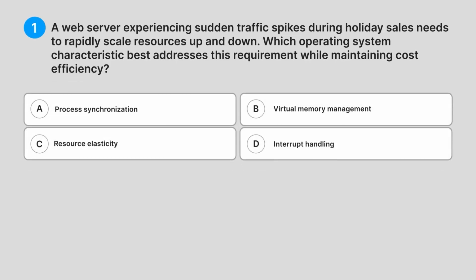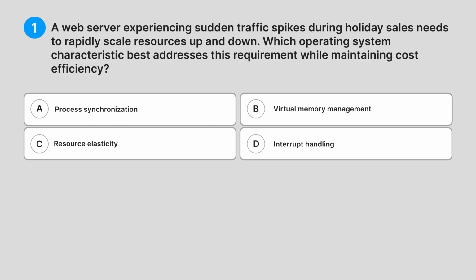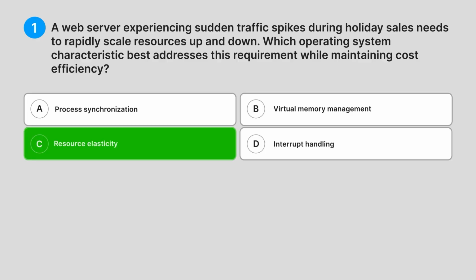1. A web server experiencing sudden traffic spikes during holiday sales needs to rapidly scale resources up and down. Which operating system characteristic best addresses this requirement while maintaining cost efficiency? A. Process synchronization. B. Virtual memory management. C. Resource elasticity. D. Interrupt handling. Can you guess the answer? Correct answer, C. Resource elasticity.